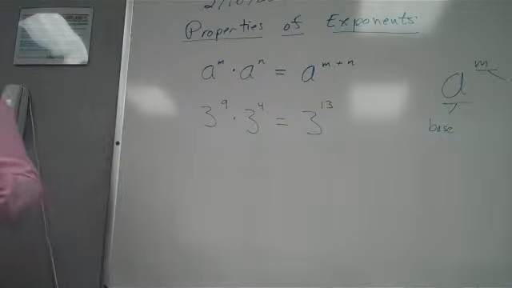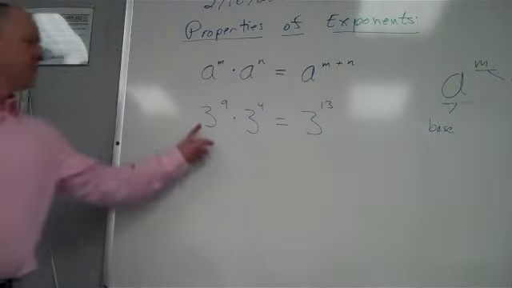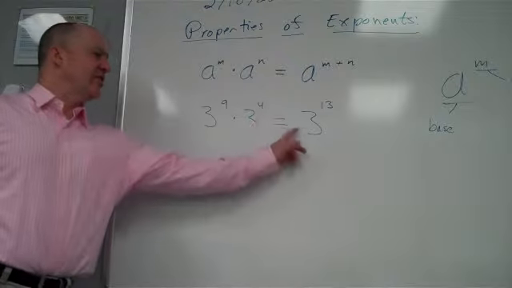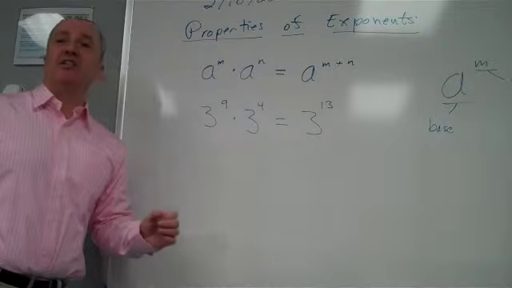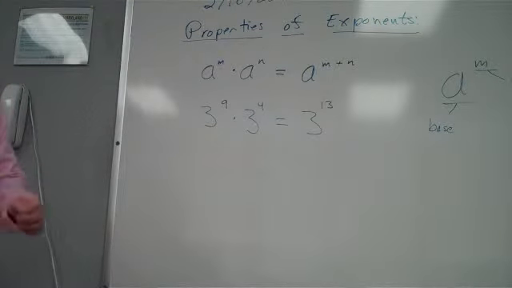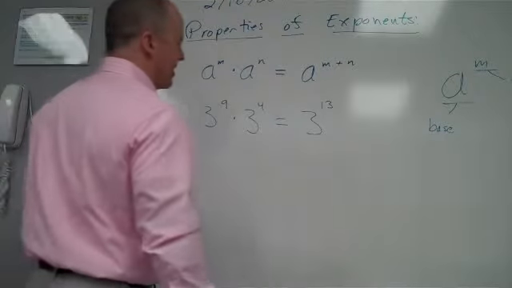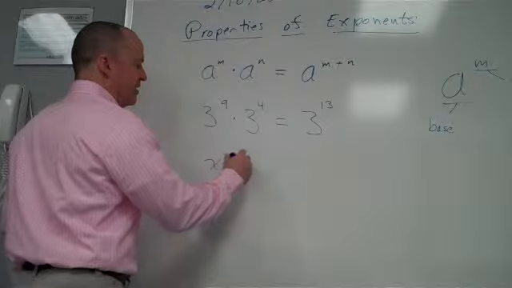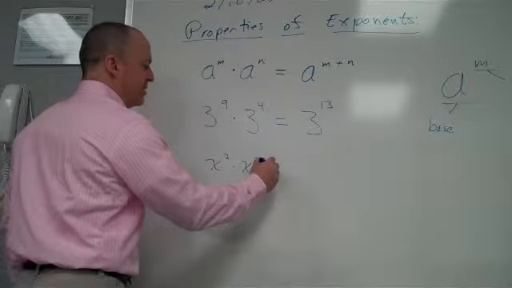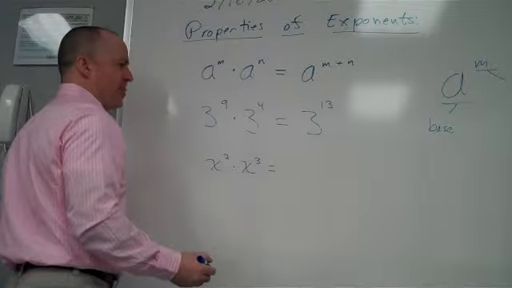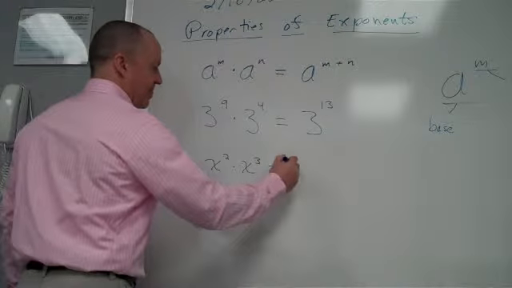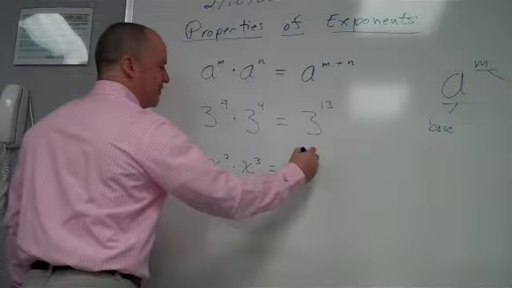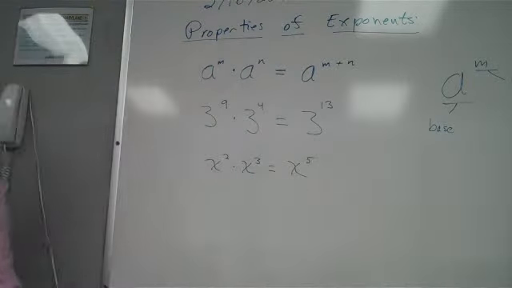Jordan started to make an understandable mistake and caught herself. 3 to the 9th times 3 to the 4th is 3 to the 13th. It doesn't become 9 to the 13th. Another example with this is if you have x squared times x cubed. What do you have then? X to the 5th. You're jumping ahead to the next rule.